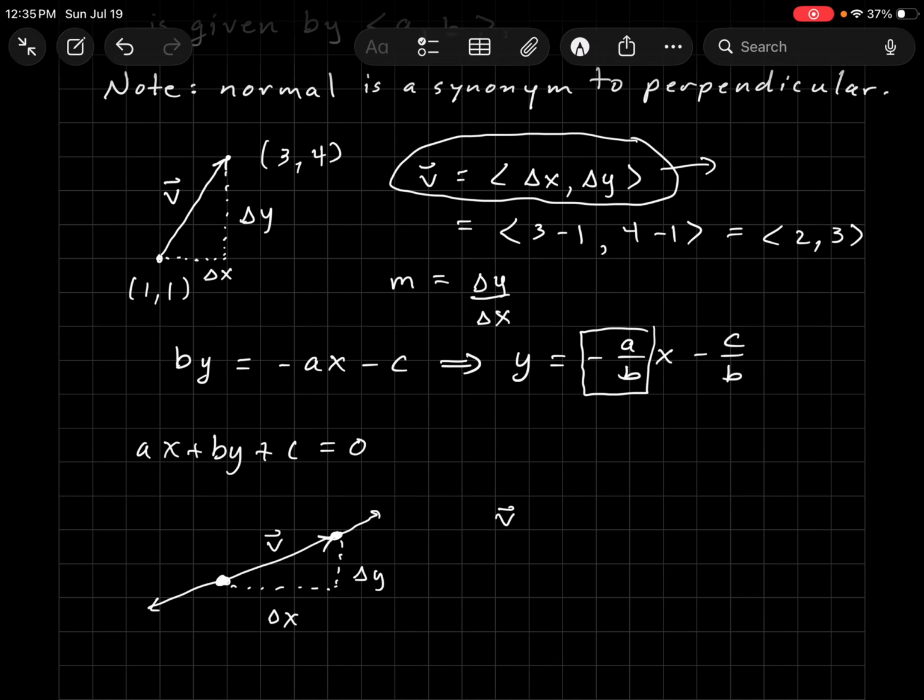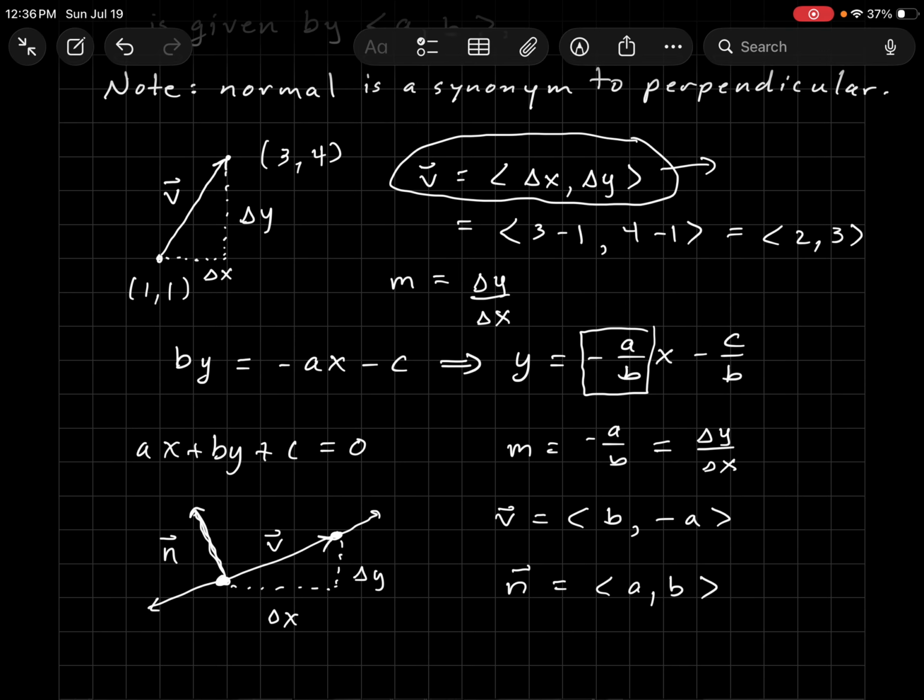So vector v could be written as, for example, change in x, which could be b, right? Because my slope is negative a over b, that can be written as delta y over delta x, any proportion that matches that. So I certainly could say delta x could be b, which would make delta y negative a. And then a vector normal to that, that is perpendicular, which I'll call the vector n. My claim is that a vector normal to v could be a comma b.